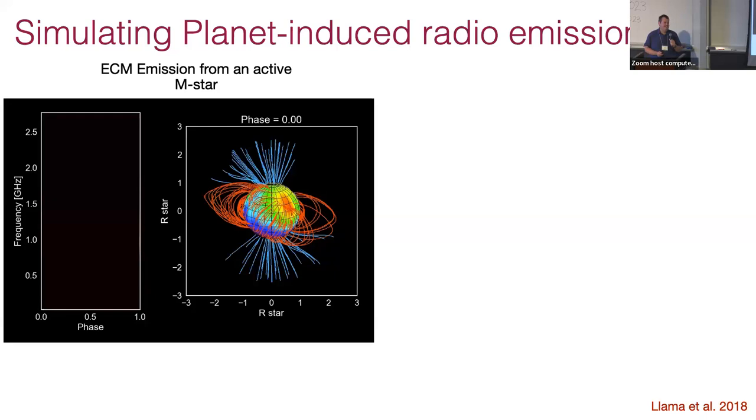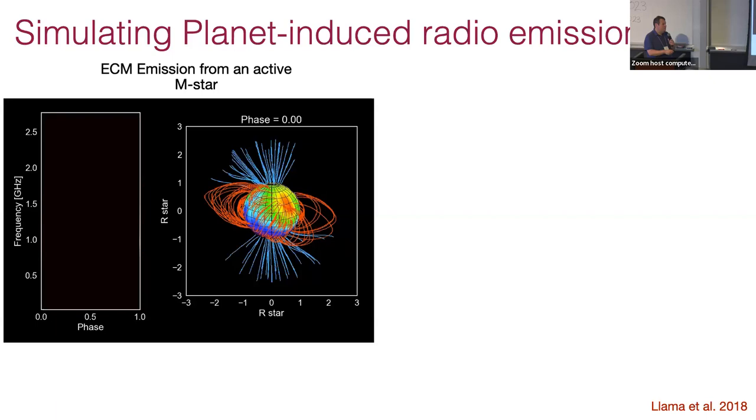Our group actually did some simulations of this using the Zeeman Doppler imaged maps that I showed you before. Here I'm showing the magnetic field extrapolation of a very active star, V374 Pegasi. Again, it's the same process as before. The red field lines here are the closed coronal loops. The blue lines are the open wind-bearing loops.